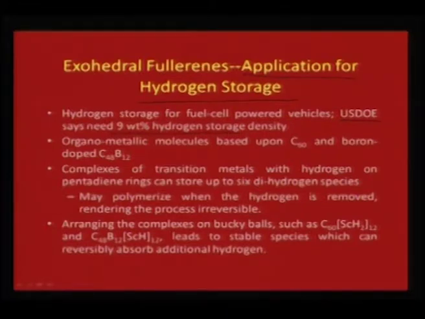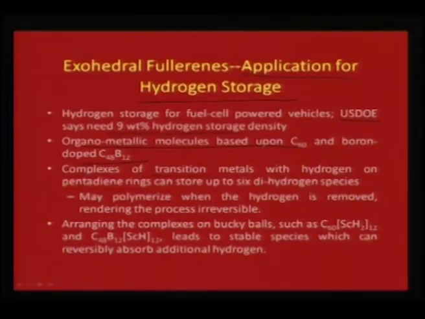So, it is found that organometallic molecules based on C60 and boron, which is doped, seem to have special affinity to dihydrogen species, that is molecular hydrogen. So, you can try to take it. Complexes of transition metals with hydrogen, they also can take it. Only thing, these transition metal complexes actually polymerize when the dihydrogen species is removed. As a result, it is an irreversible one, and that is not the chemistry behind hydrogen storage.